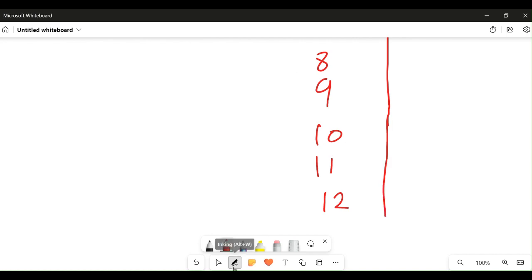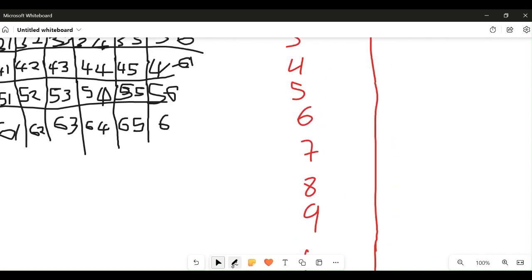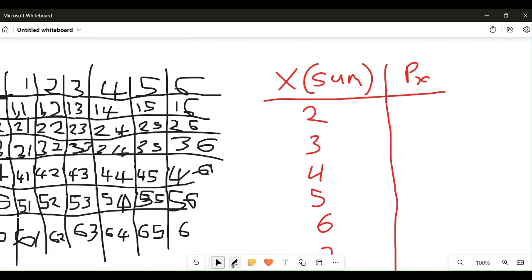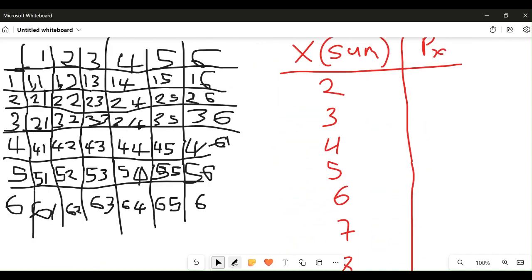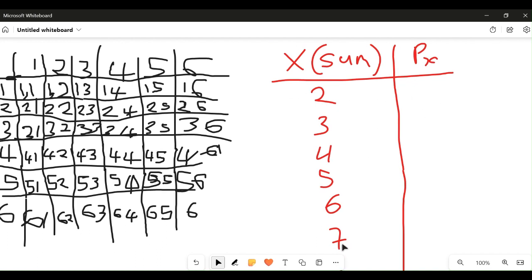Alright, so from here now we have to check how many likelihoods of 2 we can have if you add everything together. Now the first one here we have 1 and 1. If you look at everything we have there, only 1 and 1 gives 2.